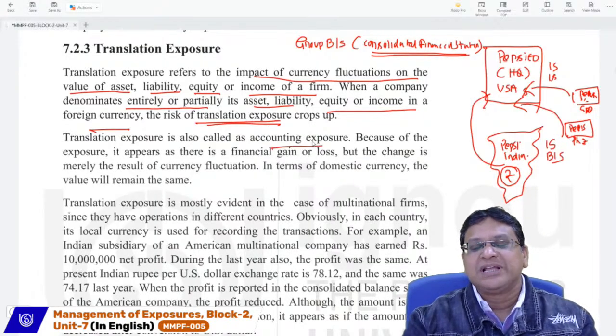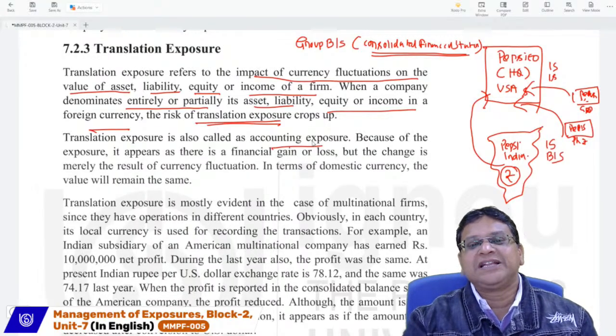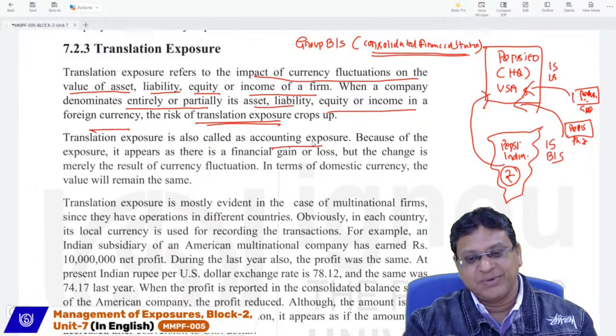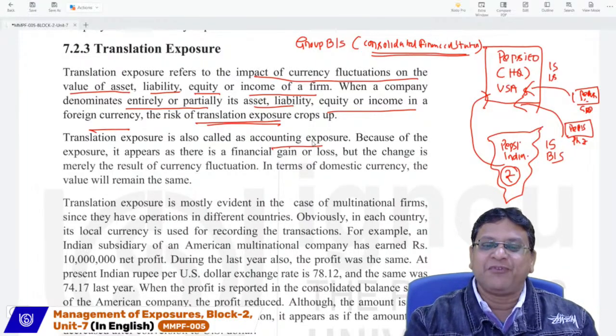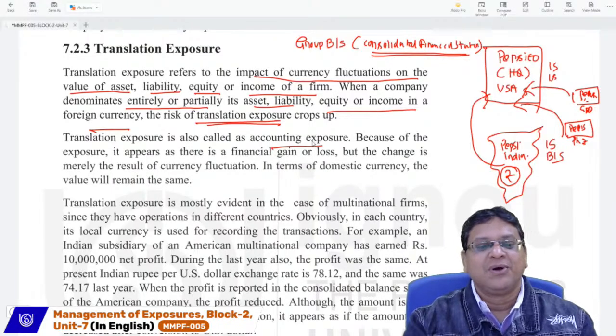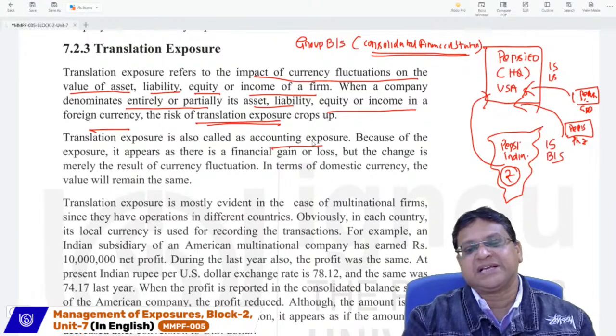It does not involve any practical gain or loss. It is only a book entry, a book gain or book loss. Okay, and it affects the valuation of the firm. Hence, it is known as translation exposure, or an accounting exposure.